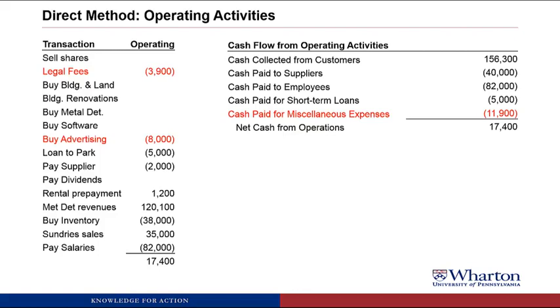Again, whether you list those separately or combine them depends on what your financial statement users want to see in terms of the level of detail. We add all this up and we get net cash from operations of $17,400, which is what we had in the operating bucket to begin with.